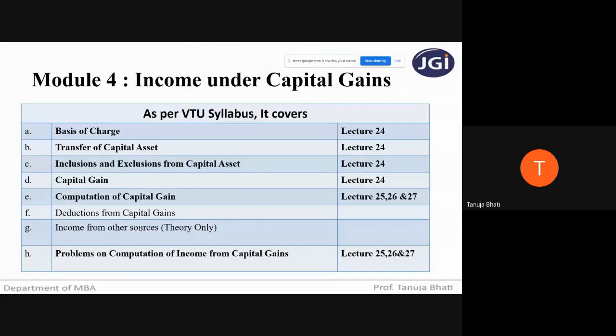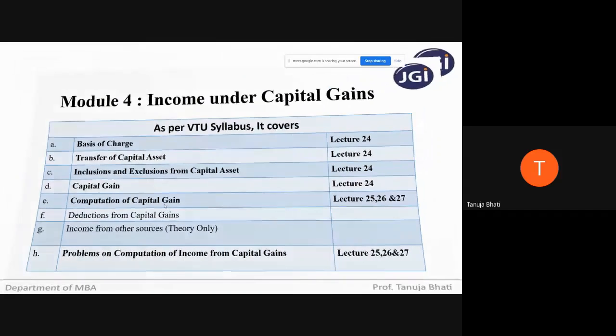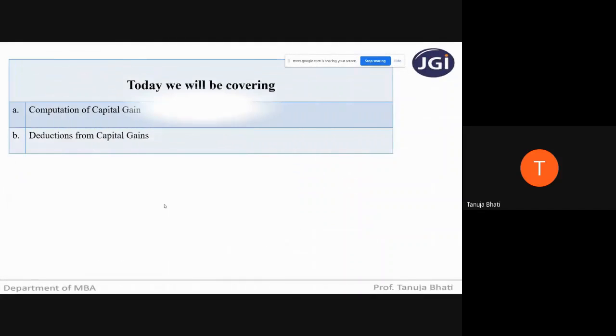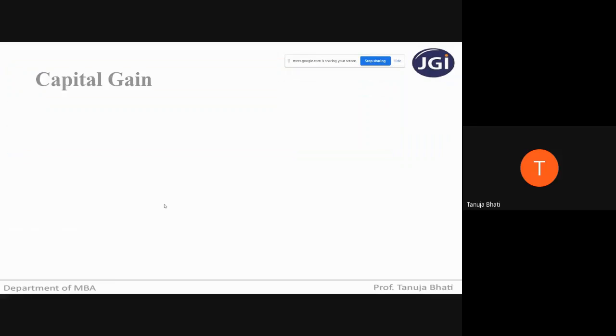So today we will be seeing the continuation of computation of capital gains, and deductions from capital gains. So today we will be covering computation of capital gains and deduction from capital gains. So we know capital gain is nothing but gain arising from transfer of capital asset. What is the meaning of transfer? What is the meaning of capital asset? We have already seen. Once we know that a particular asset is a capital asset and the transfer, then we have to make sure that it is taxable under the head capital gains.